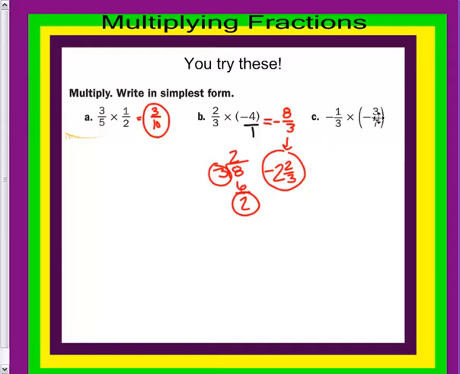Here we've got a negative 1/3 times a negative 3/7. 1/3 and 3/7 are already simplified. 1 and 7 are already simplified, but 3 and 3 are not. And we simplify them both to 1. So 1 times 1 is 1, and 1 times 7 is 7, and a negative times a negative is a positive, so my answer is 1/7.